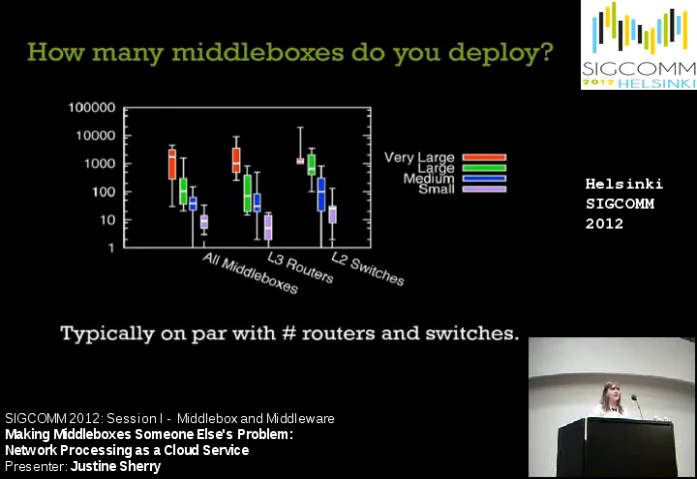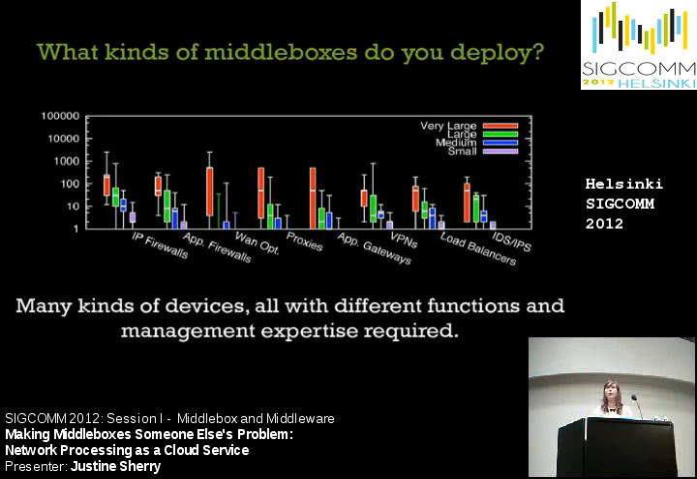To look at this in a little more detail, we asked the administrators what kinds of Middleboxes they deploy. This box plot is exactly the same as the previous one, only now we've broken down the Middleboxes by the type of device. There's a number of firewalls, a number of WAN optimizers, a number of proxies, etc. The first thing we notice is not the number of devices, but that there are so many kinds of them.